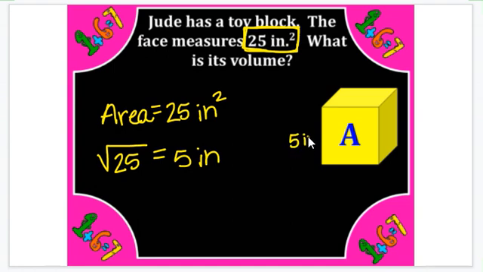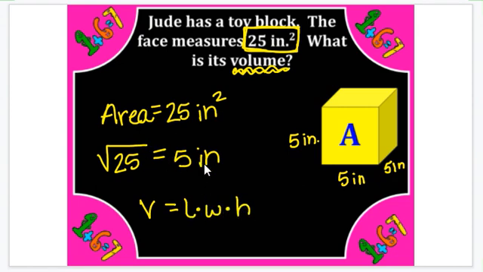So I know that this side is going to be 5 inches. This side is 5 inches. And this side is also 5 inches. So I know that the length, width, and height are all 5 inches. Now we have enough information to find volume. Just a refresher, volume equals length times width times height. And now we know those three units. Because it's a cube, that means the length, width, and height were all the same.